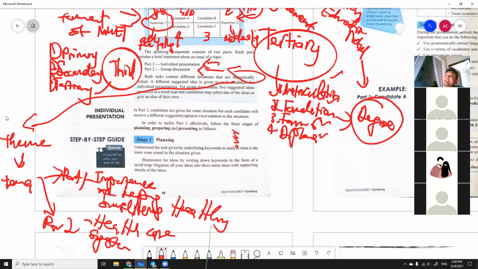A different suggested idea is given to each candidate for individual presentations. For group discussions, 5 suggested ideas are stated in mind maps, and candidates may select one of the ideas or give an idea of their own. So you don't have to use all. You may select only one. Maybe you think from all those points given, point 1 would be the strongest one, and then you support it with main ideas.